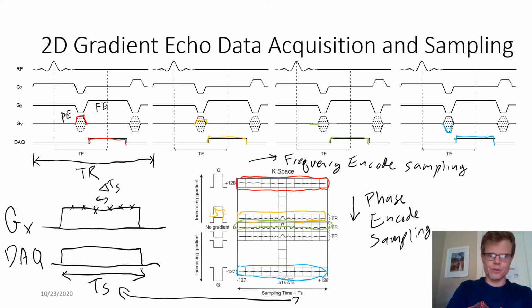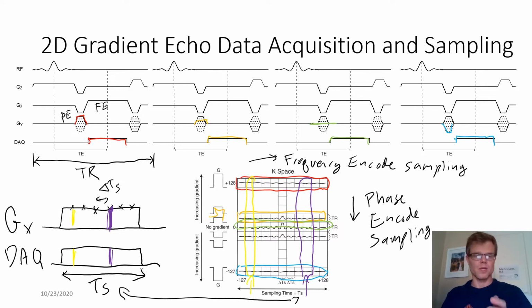So for example, a point here in our data acquisition might correspond to this column of the data encoding matrix, or a point early in the frequency encoding gradient or data acquisition would correspond to maybe some column like this in our data encoding matrix.